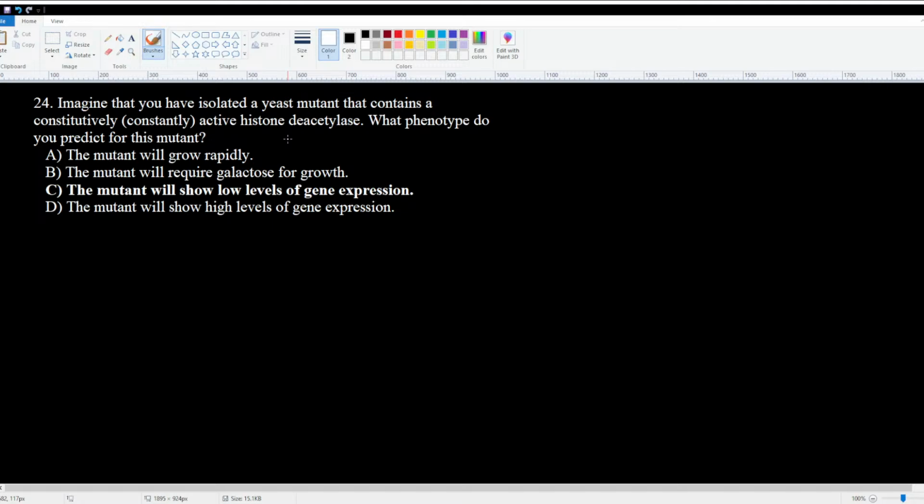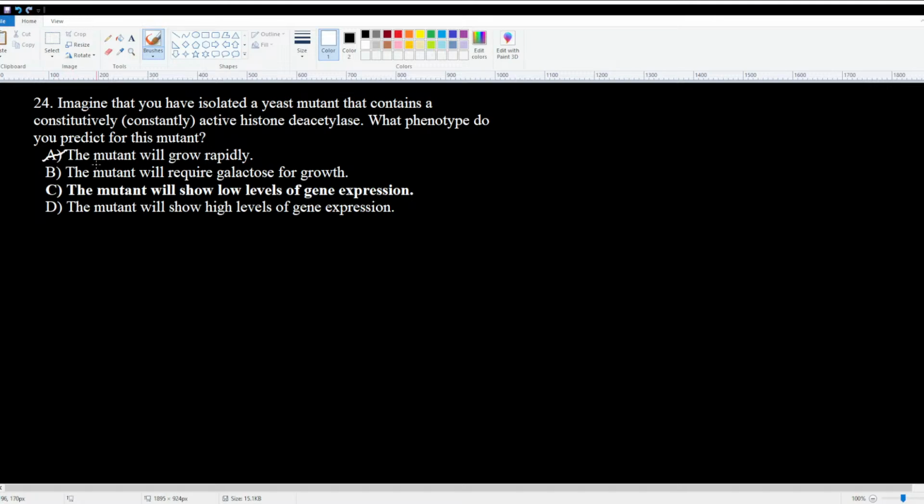So if we have a yeast mutant that is constantly deacetylating histones, that's constantly making the DNA tighter and tighter, because that's what deacetylase does: we're removing acetyl groups. What's going to happen? We're going to tighten up the DNA. And what happens when we tighten up the DNA? Well, then the RNA polymerase can't go in and start doing its thing.